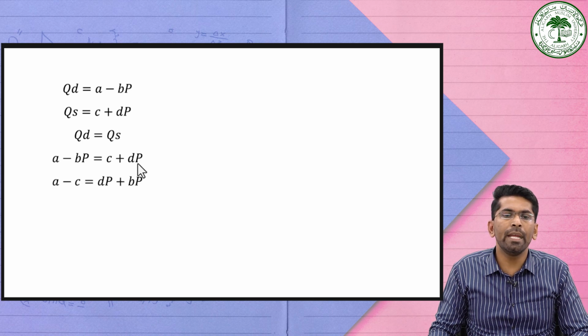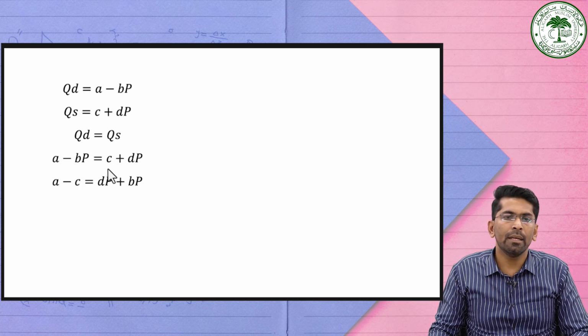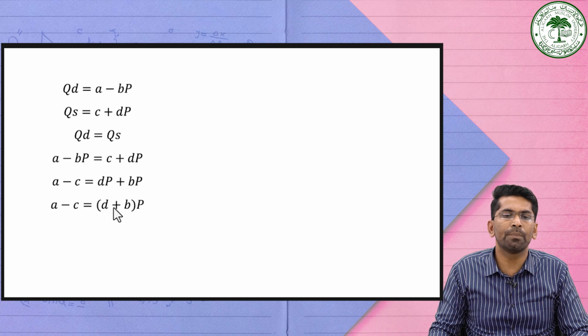Now we are going to take the P term, the variable term, into the right hand side of the equation and the constant term into the left hand side. C will become minus C, and minus BP will become plus BP. Here P is common, so we take P outside. So we can write it as D plus B into P, where P is common, and A minus C is the constant.